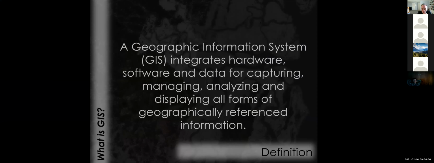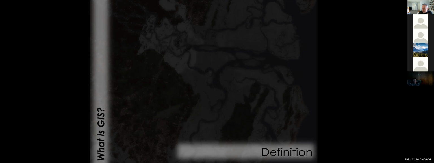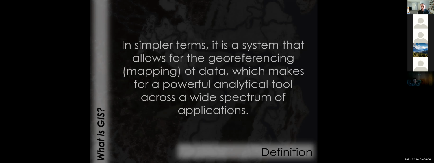The definition of GIS is that a geographic information system, or GIS, integrates hardware, software, and data for capturing, managing, analyzing, and displaying all forms of geographically referenced information, right? So in other words, it's a system that allows for the georeferencing, or in other words, mapping of data, which makes for a powerful analytical tool across a wide spectrum of applications, right?